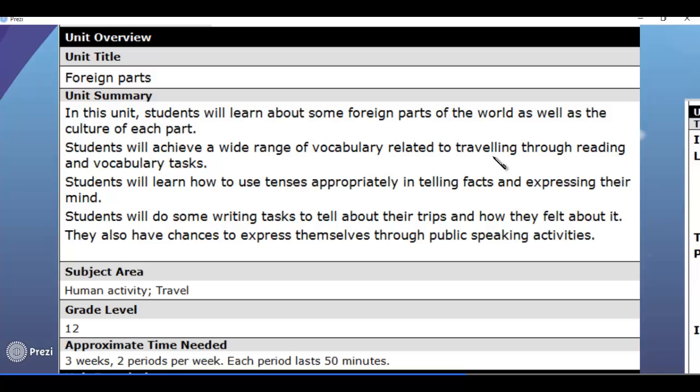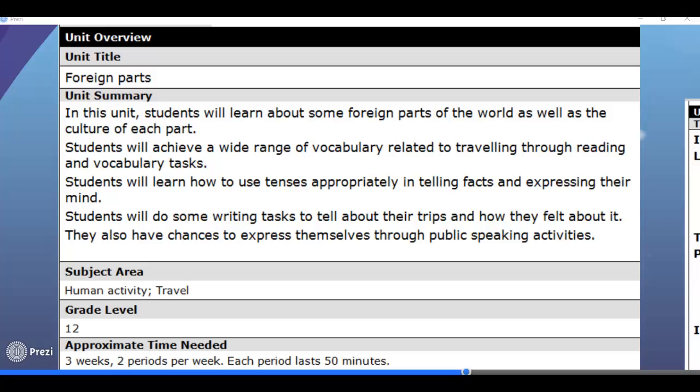Students will learn how to use tense appropriately in telling facts and expressing their mind. They also do some writing tests to tell about their trips and how they feel about it. Students also have chance to express themselves through public speaking activities.